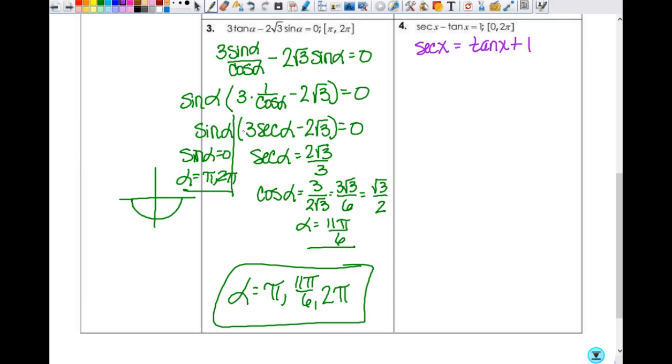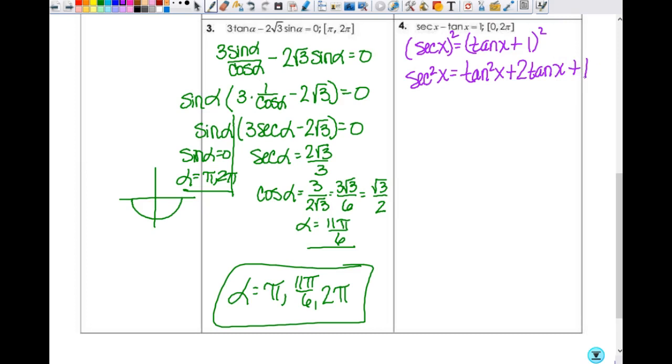Yes, and whatever I do to one side, I have to do to the other, right? So I'm going to square both sides. On the left, I get secant squared x. On the right, do I get tangent squared x plus 1? No, I do not. I get tangent squared x plus 2 tangent x plus 1.